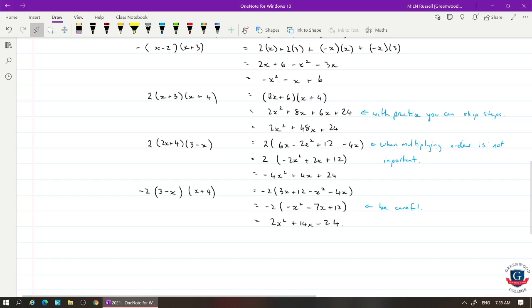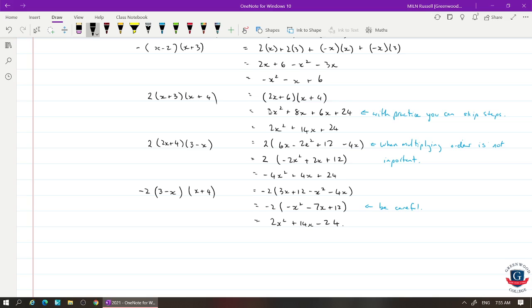So 2x squared plus 8x, that's this part, 6x plus 24. Simplifying this middle one. 8x plus 6x is 14x. 2x squared plus 14x plus 24. Brilliant.